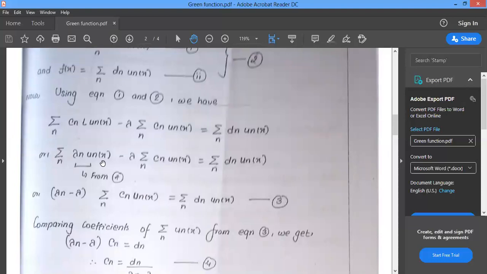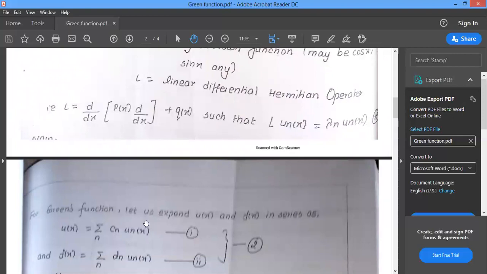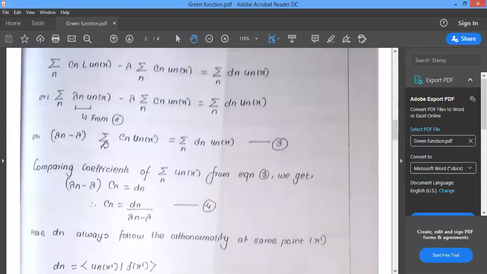Lambda_n u_n(x) comes from the linear Hermitian operator, that means L u_n(x) equal to lambda_n u_n(x). So putting these values from the star equation, we get equation 3. But we have to calculate the values of c_n and d_n, so comparing the coefficient of u_n(x) from equation 3, we get (lambda_n minus lambda) c_n equal to d_n.